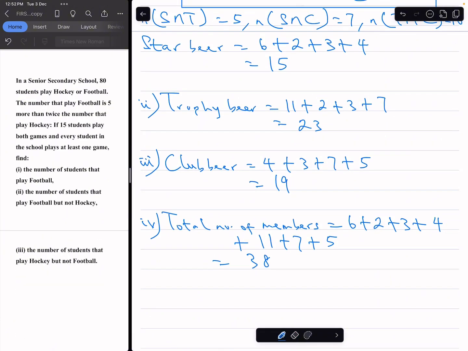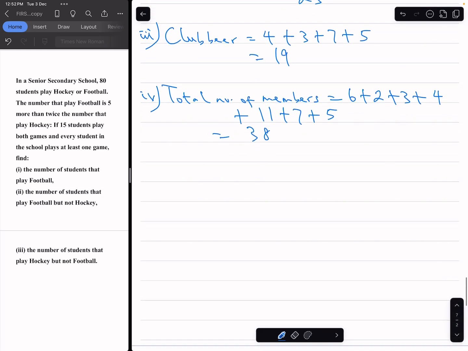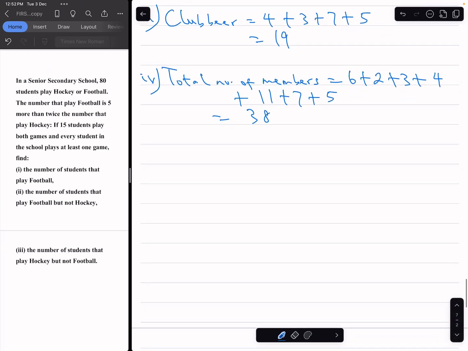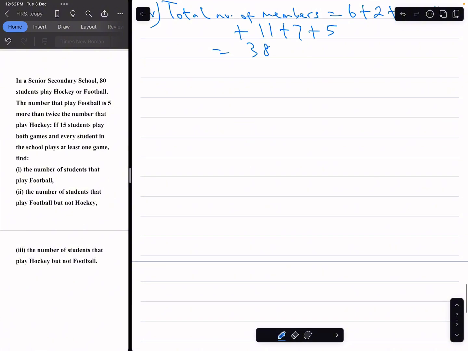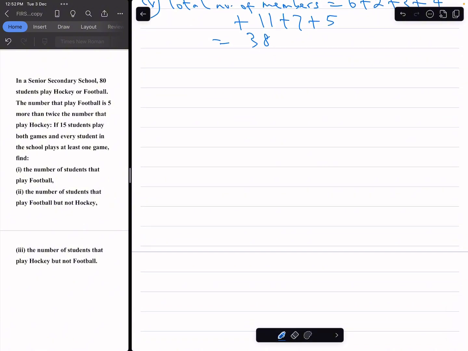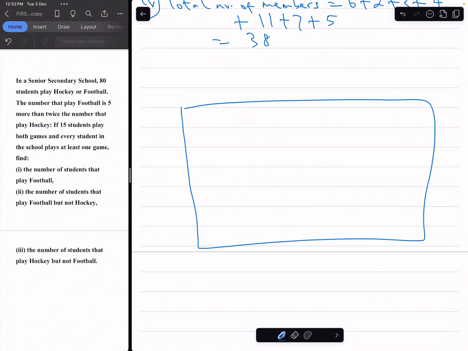In a senior secondary school, 80 students play hockey or football. The number that play football is 5 more than twice the number that play hockey. Okay, let's go to that. Let this be the universal set.